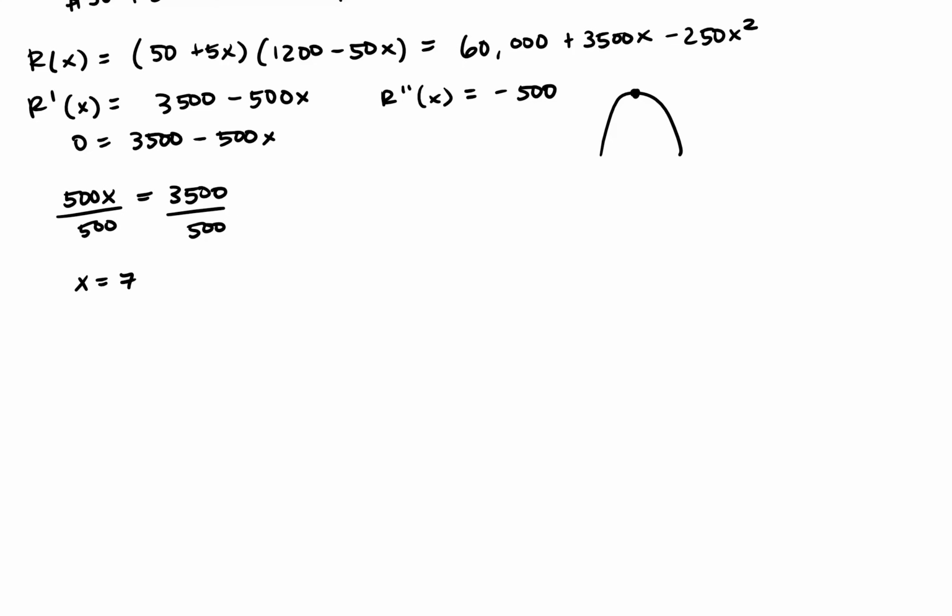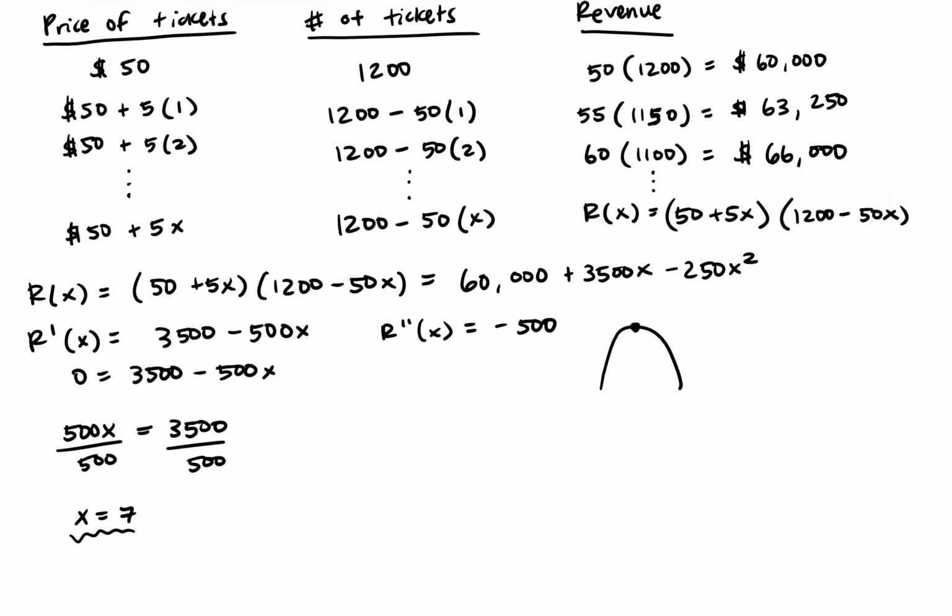Now, the original question was asking what price should he sell the tickets at to maximize the revenue? You want to be really careful because it seems like the final answer is $7, but that is not what x equals 7 represents. Recall here that the price of the tickets was equal to 50 plus 5x. So if we plug in x equals 7 into 50 plus 5x, we get 50 plus 5 times 7, and again that represents the price of the tickets. So 50 plus 35 is equal to $85.